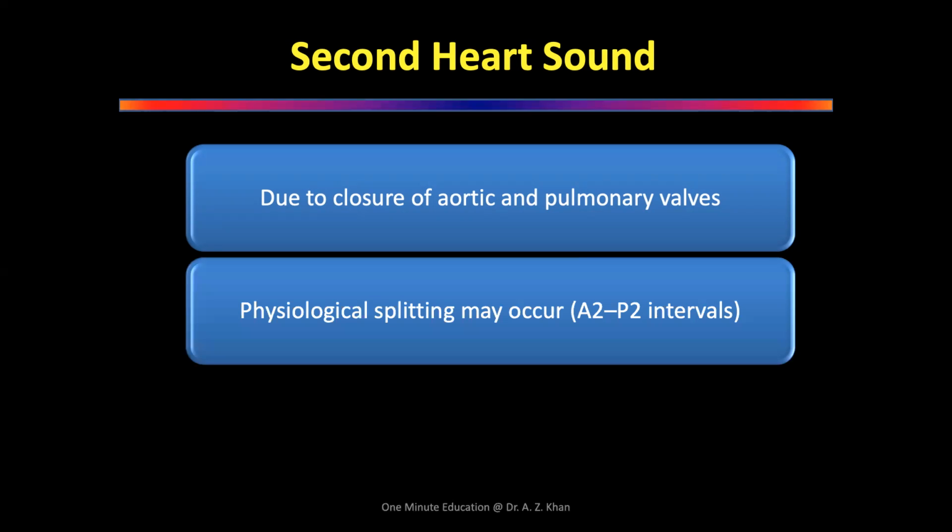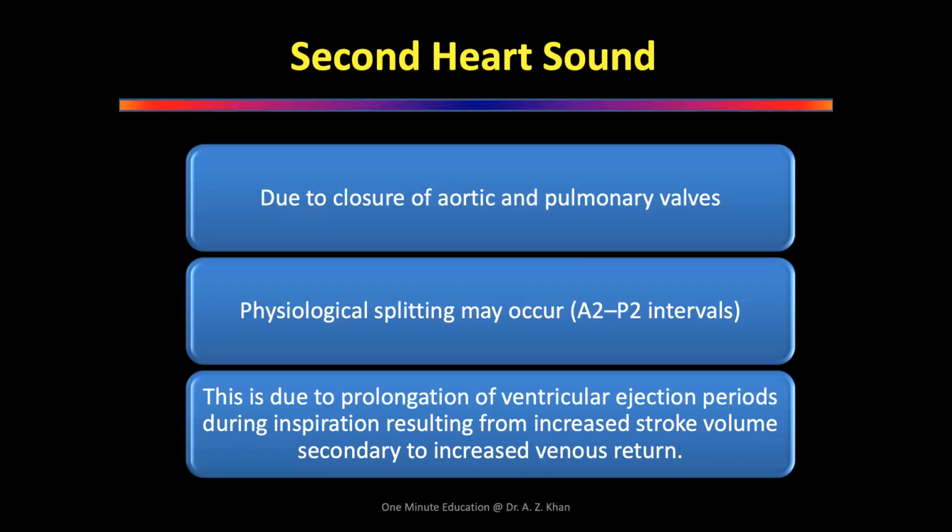Physiologically, the blood flow in the right atrium and the right side is more following an inspiration. The negative intrathoracic pressure increases the blood flow on the right side. So there is more volume of blood which goes across the pulmonary valve, and that causes a delay between the aortic and the pulmonary valve closure, because of increased venous return.